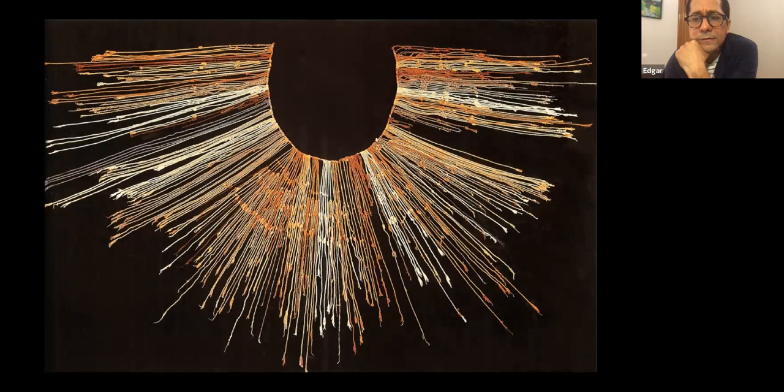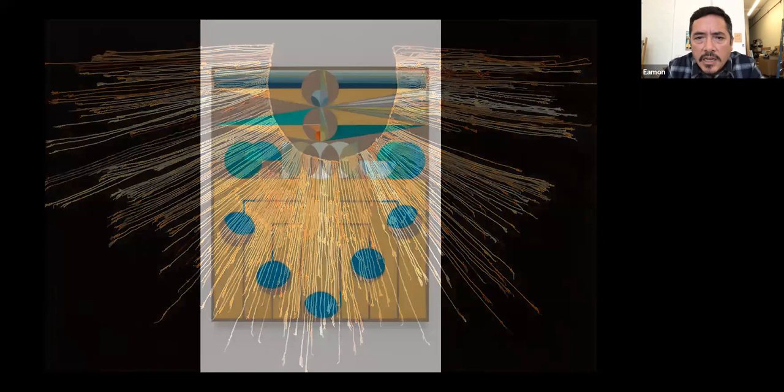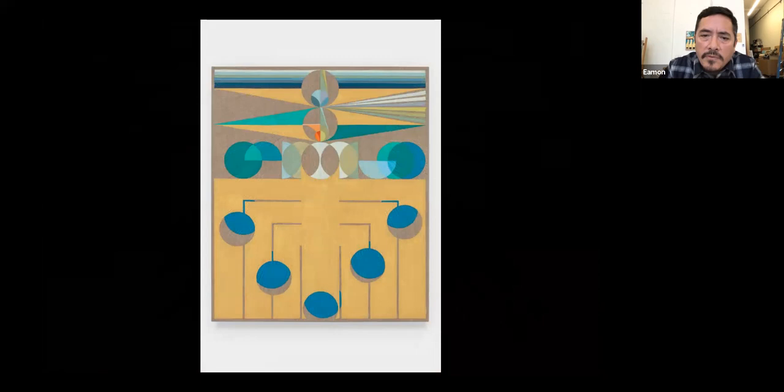So the canvas is just untreated linen. Untreated linen with rabbit skin glue. And in terms of the question, I think it involved, do I use a computer? No. A lot of this work comes out of my desire to step away from any kind of technology. If I was left with just a ruler and a pencil, what could I do?